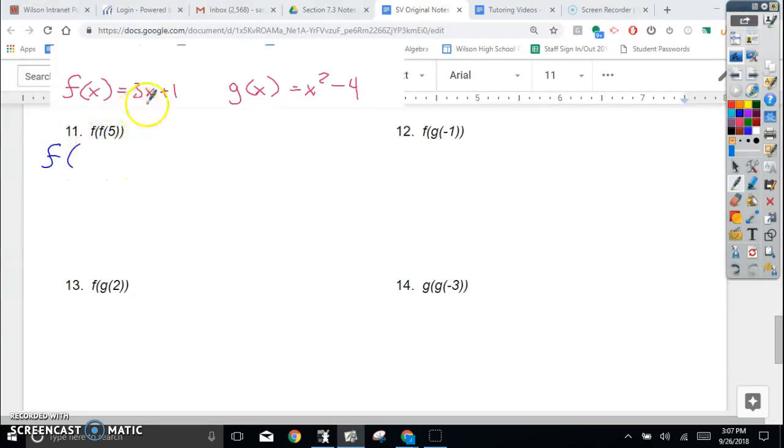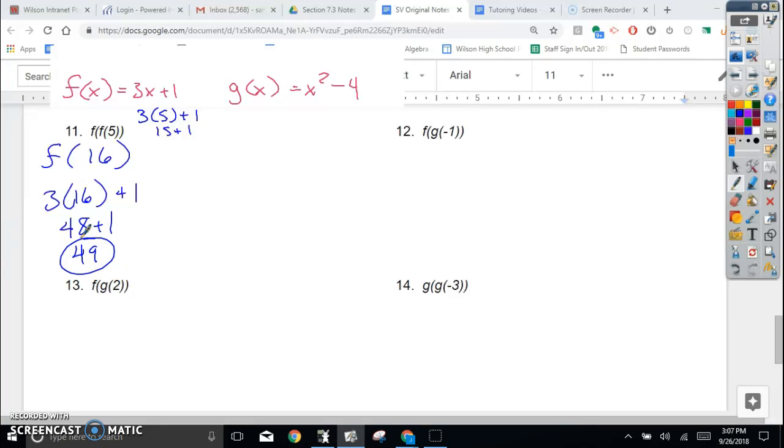Okay, so if I go f of 5, that would be 3 times 5 plus 1. So this is 15 plus 1, so that would be 16. So f of 5 is 16. I put that in. Now I got 3 times 16 plus 1. So this is 48 plus 1. 49 is our answer. And here, f of g of 1.